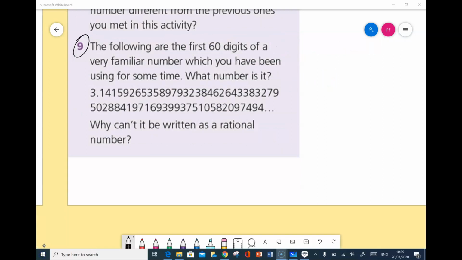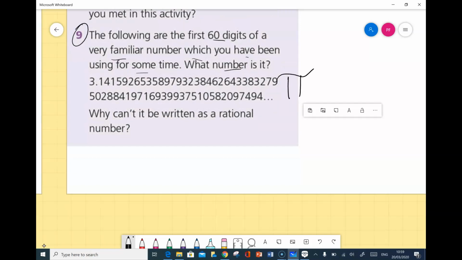The last question here is pretty simple as well. The following are the first 60 digits of a very familiar number, which you've been using for some time. What number is it? 3.14159. It's obviously pi.